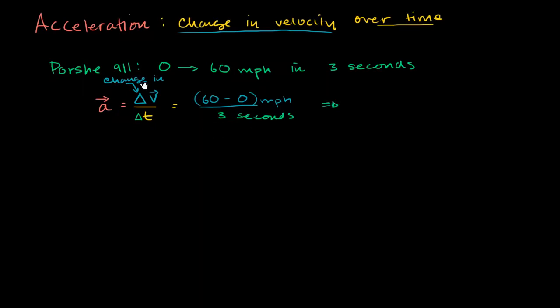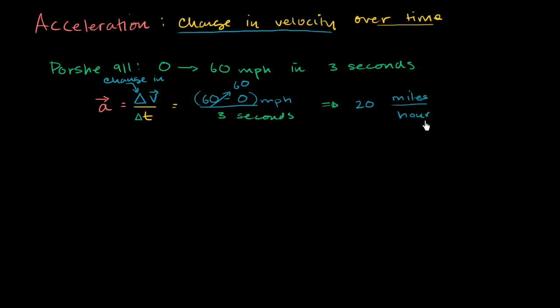Let me write this down. So this top part is 60. 60 divided by 3 is 20. So we get 20, but then the units are a little bit strange. We have miles, instead of writing mph, I'm going to write miles per hour. That's the same thing as mph. And then we also, in the denominator, right over here, have seconds, which is a little bit strange. And as you'll see, the units for acceleration do seem a little bit strange. But if we think it through, it actually might make a little bit of sense.